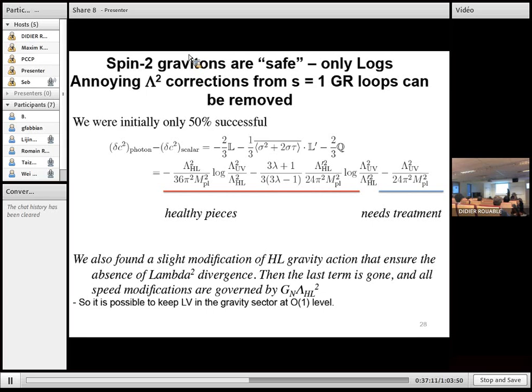But there were also corrections coming from the sector of Horava theory that is identical to GR, and they have quadratic sensitivity to the cutoff, and that's not good. However, we also found a modification of Horava gravity action, by adding some additional interactions, that would banish even these dangerously growing terms, and everything would be governed by just this product, G Newton times lambda Horava-Lifshitz. And so you would want to put lambda Horava-Lifshitz much lower than the Planck scale. And then you could possibly be okay with order one modifications of Lorentz invariance for gravitons.